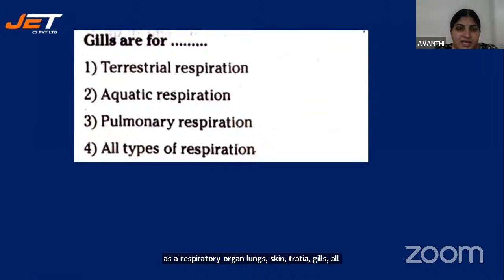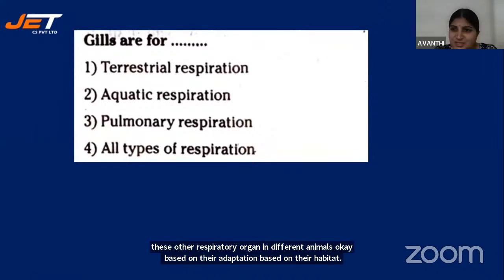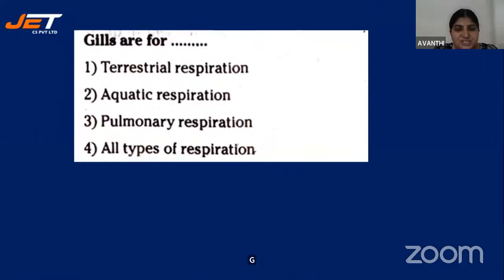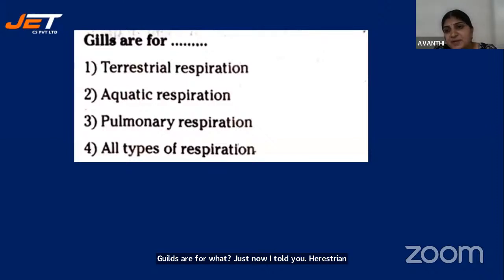Lungs, yes. Gills are for what? Just now I told you. Terrestrial respiration, aquatic respiration, pulmonary respiration, all types of respiration. Terrestrial respiration means which is happening on the soil or on the land. Aquatic means in the water. Pulmonary means which uses lungs as a respiratory organ. All types of respiration. I want answer.